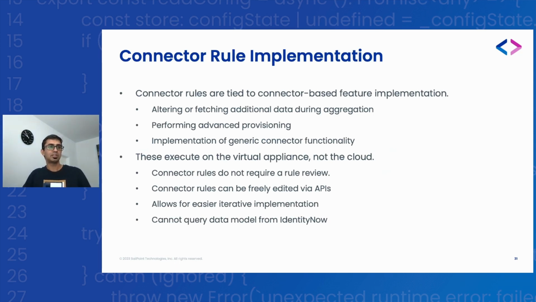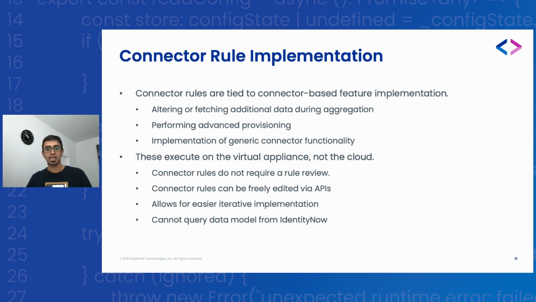Okay, so now let's talk about the second use case, which is connector rule implementation. As I said, the connector rules are tied to connector-based feature implementation. So what are these rules doing? They're altering or fetching additional data from the source system, and that may be changing some information. They may be doing some advanced provisioning. Or they may be just an implementation of a generic connector like web services, or it could be a database connector.